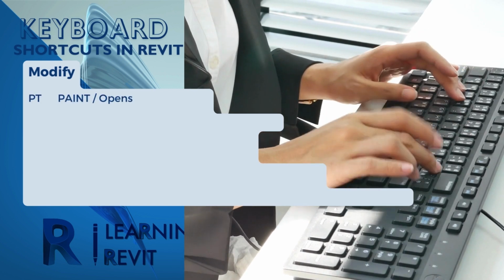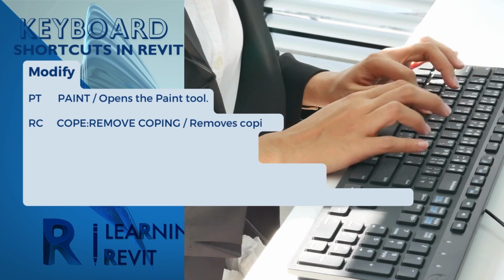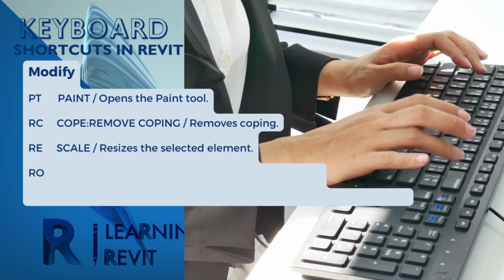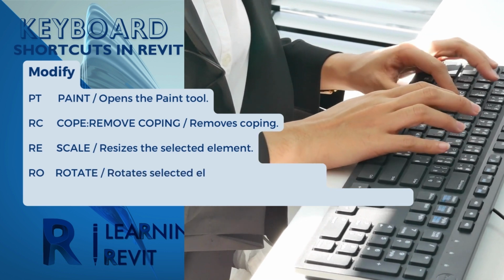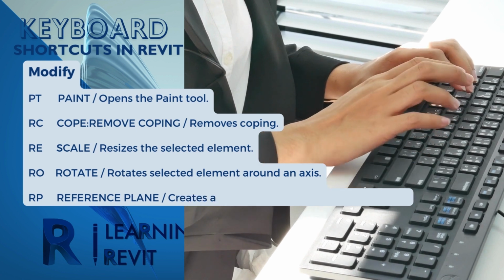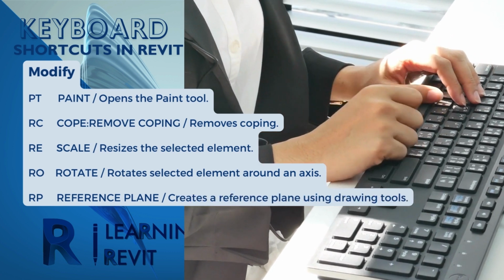PT, paint, opens the paint tool. RC, cope, remove coping, removes coping. RE, scale, resizes the selected element. RO, rotate, rotates selected element around an axis. RP, reference plane, creates a reference plane using drawing tools.